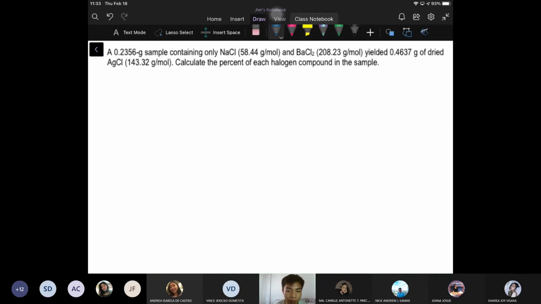Whenever you have a problem like this, a mixture of salts that will lead to only one precipitate, you have to write sets of equations. So let's write equation 1. We're going to do algebra here. Equation 1: we have X mass of NaCl plus Y mass of barium chloride equal to the mass of your sample.